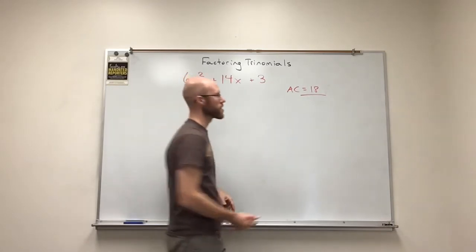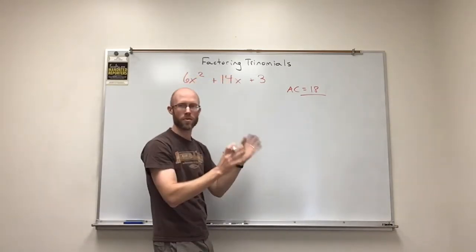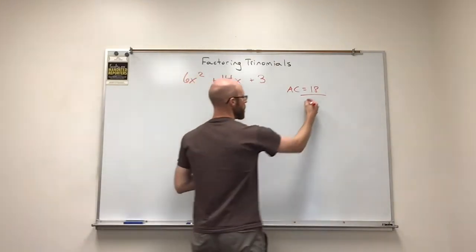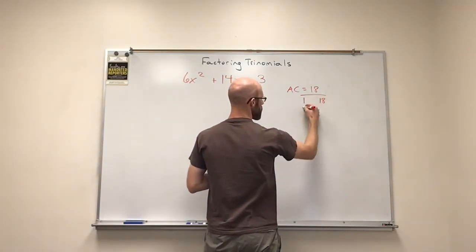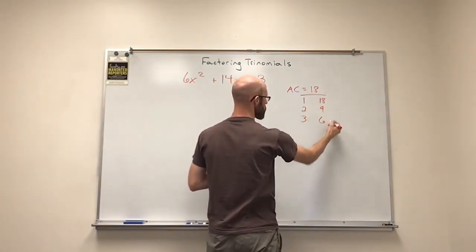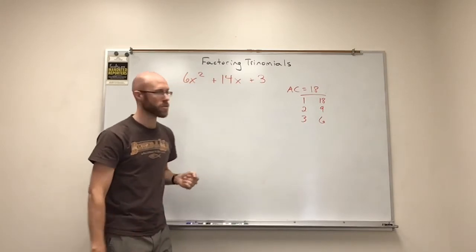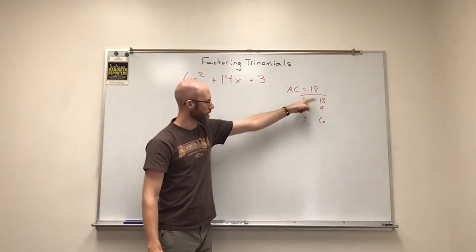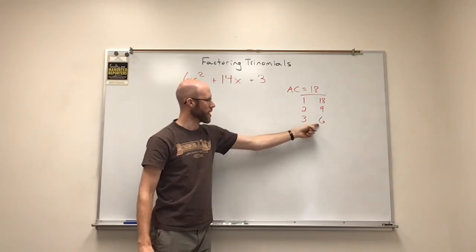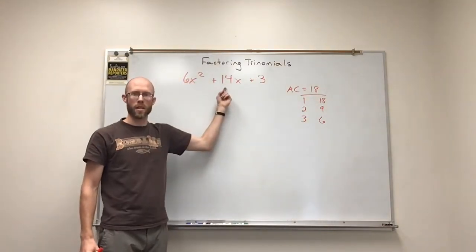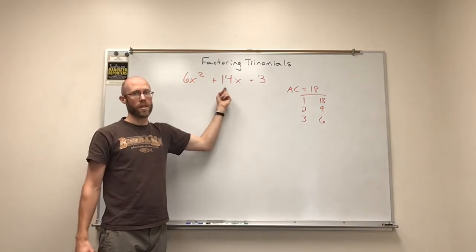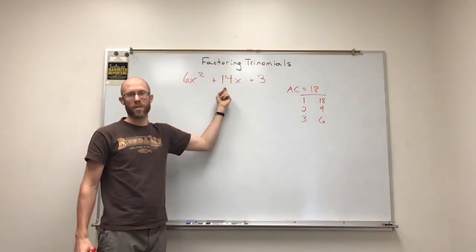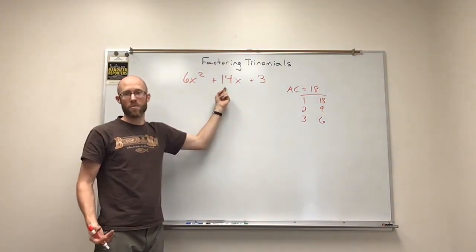So I just start with the list again. Everything's positive, so I don't have to worry about getting a negative in there. I want 1 times 18, 2 times 9, 3 times 6. Those are my only options. When I add these combinations together, I get a 19, I get an 11, and I get a 9, but none of them add up to 14. So that's unfortunate. Actually, it's not unfortunate. It makes this a lot easier. That just means this doesn't factor.